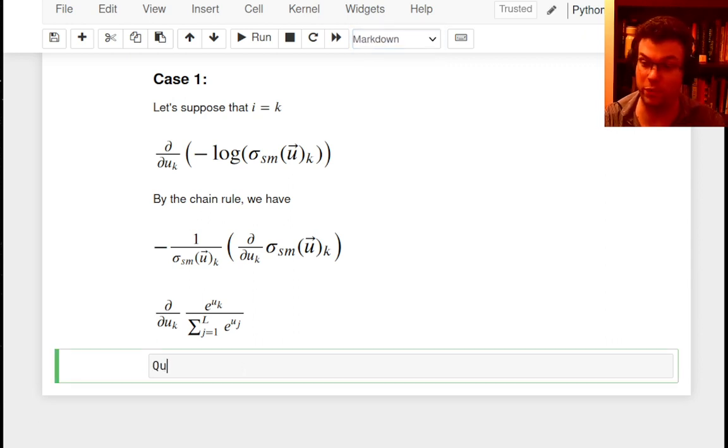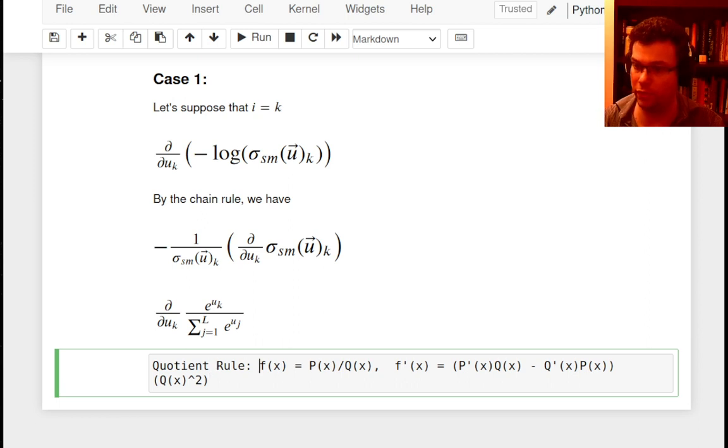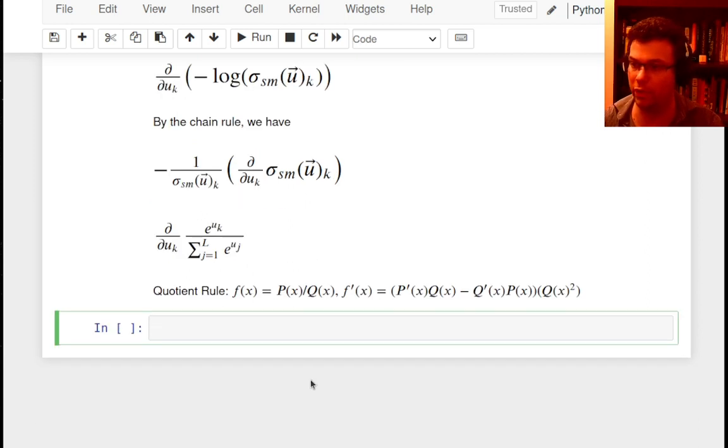We remember the quotient rule, which says that if I have a function f of x equals p of x over q of x, then the derivative is p prime of x times q of x, minus q prime of x times p of x, over the quantity q of x squared. That is the quotient rule for those who don't remember or who are a little bit rusty on that.